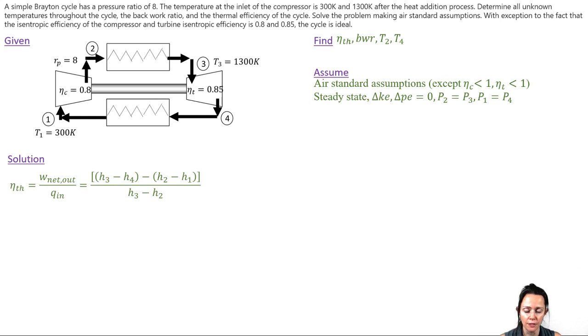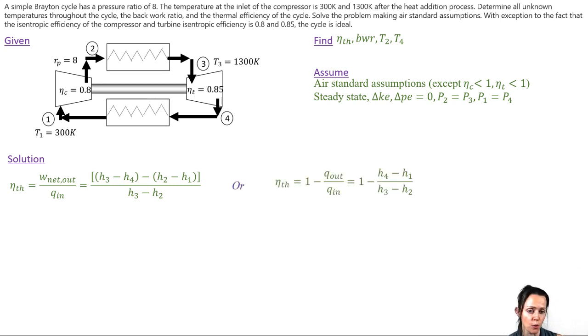Okay, so I'll get my governing equation, thermal efficiency, work net out over Q in. The work out is H3 minus H4, and then work in is H2 minus H1, and the Q in is H3 minus H2. If you need help figuring out where that came from, it came from applying the first law to each of those devices. If you need a little refresher, please go back and watch the simple Brayton cycle video.